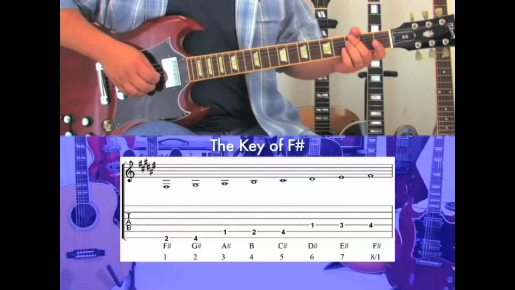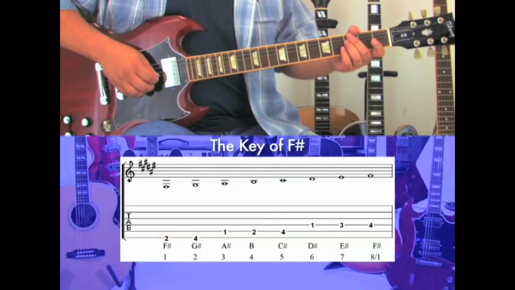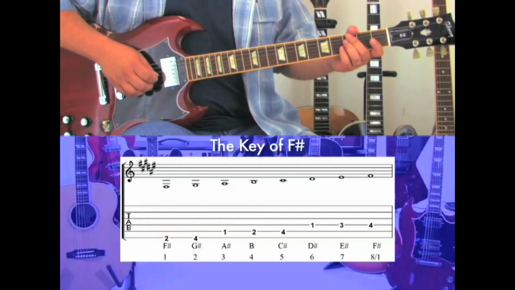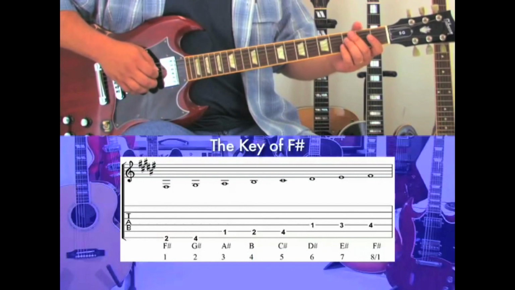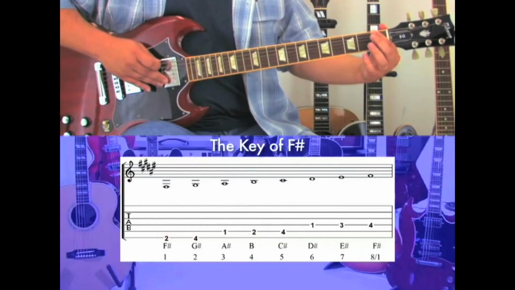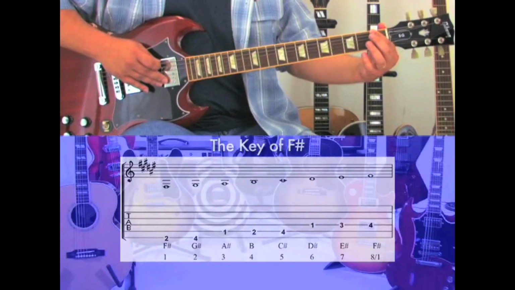However, when studying advanced key changes and key signatures, we learn that the key of F sharp is an exception to the rule. The 7th note of the F sharp scale is technically an F note. However, it's named E sharp to fit in with the rest of the notes.